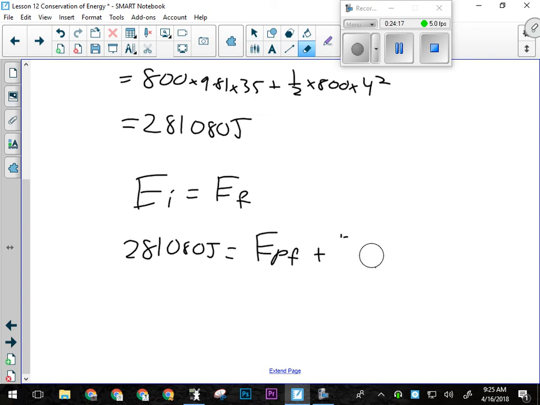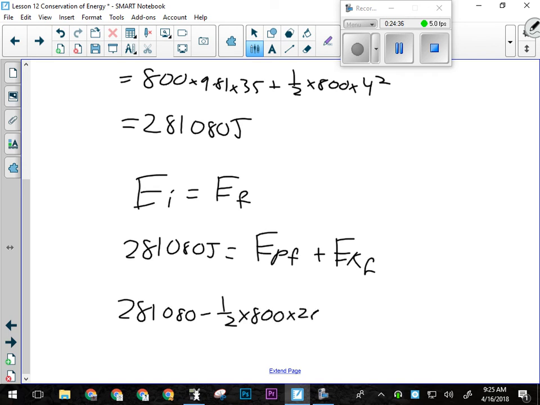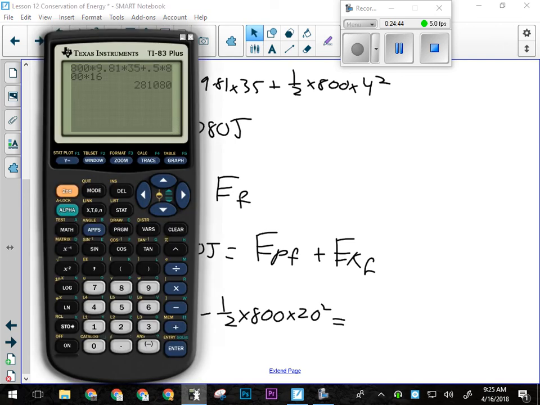So really, if I want to find my final potential, can I just subtract this over to this side? Would that work? Okay, so I'm going to have 281,080 joules minus 1/2 times 800 times 20 squared. I'm subtracting that final kinetic energy. That should give me my final potential. All right, so we have 121,080 joules.